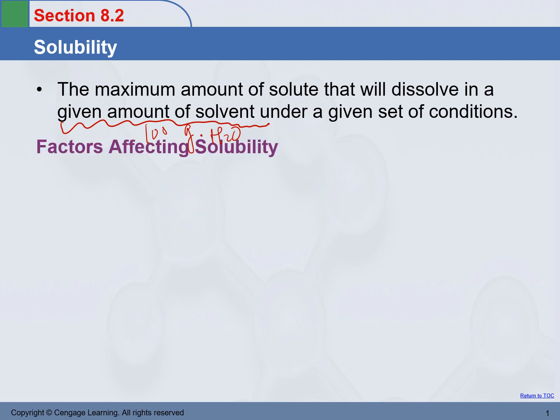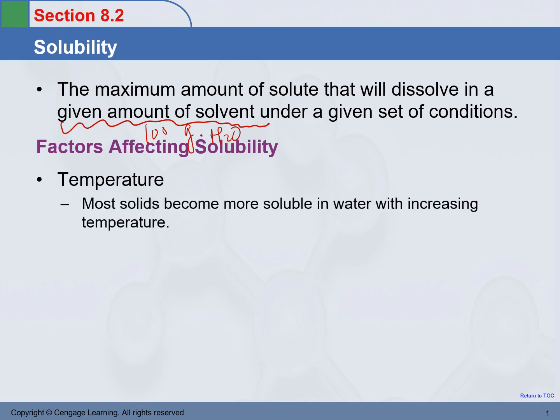Factors affecting solubility. First of all, temperature. Most solids become more soluble in water with increasing temperature. So for solid and liquid solutes, I didn't put a liquid here, but for most of the solid and the liquid solutes, higher temperature, higher solubility.